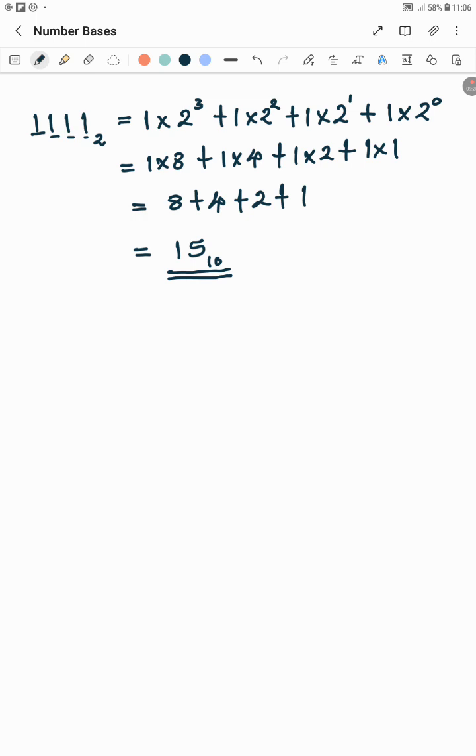Convert it to base 10. So you're going to say 1 times 2 to the power 3, which is this one. And then you look at this one, you say 1 times 2 to the power 2. And then you look at this one, you say 1 times 2 to the power 1. And you look at the last one, you say 1 times 2 to the power 0, which is the units. And here it's 1 times 8, here 1 times 4, and here 1 times 2, and here 1 times 1. You get 8 plus 4 plus 2 plus 1, which is equal to 15.